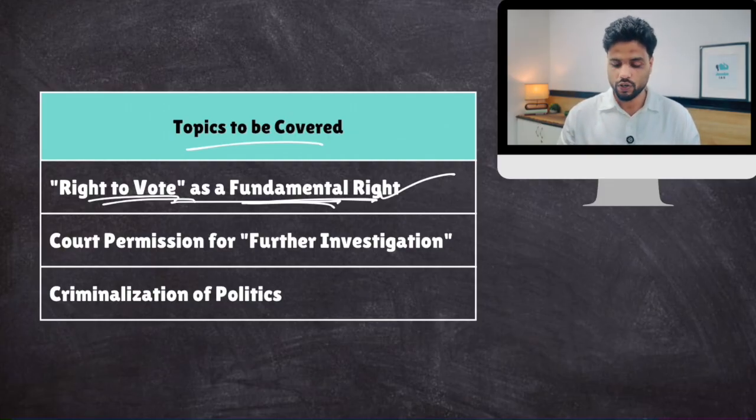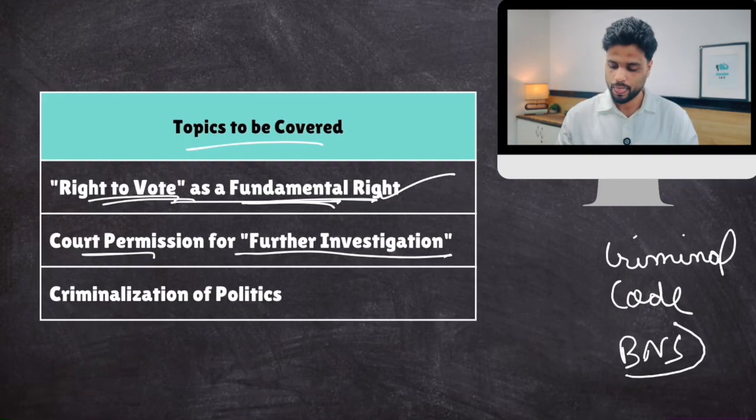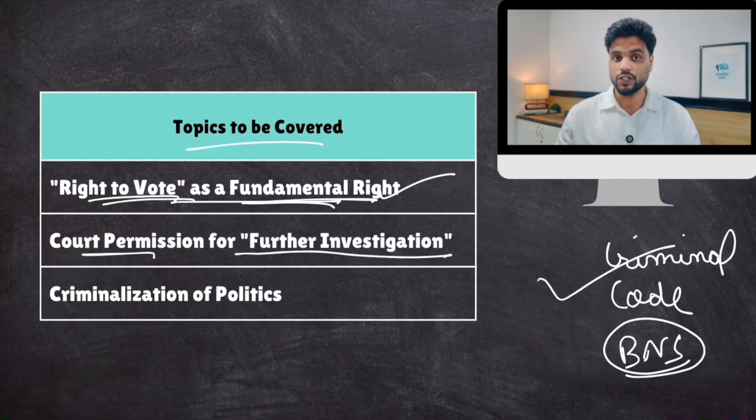Then topic number 2 is related to court permissions for further investigations. This is related to our criminal code. Okay, criminal code or criminal procedure code, or today as we know it, Bharatiya Nyaya Sanhita. All right, so these questions related to police investigations are also now being asked in your prelims examination. Therefore, we need to cover it.